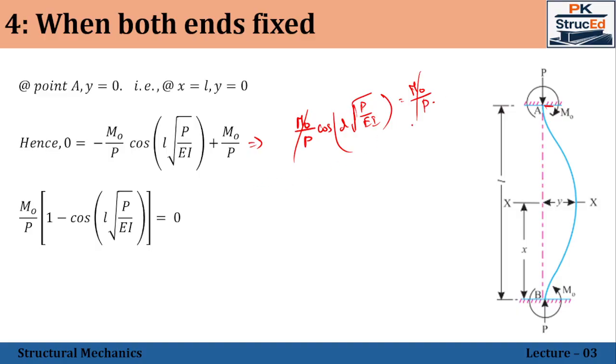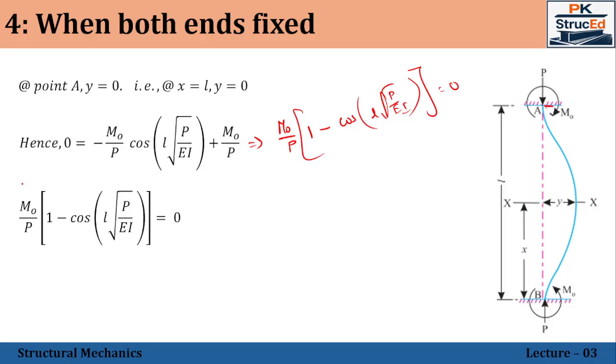Or otherwise we can take it in the other case also, that is taking m naught by P as a constant. So m naught by P can be taken as a common term, in the sense we will have here 1 minus cos L into root over P by EA, which will be equal to 0. That's what has been written here. And since equating this one, m naught by P will be equal to 0, that's what we already did. So we'll get 1 minus cos L root over P by EA equal to 0. Or otherwise, bringing that 1 on the other side, cos of L root over P by EA will be equal to 1.